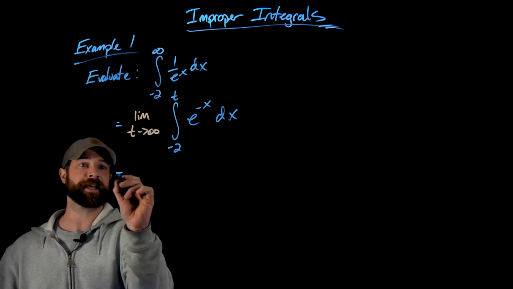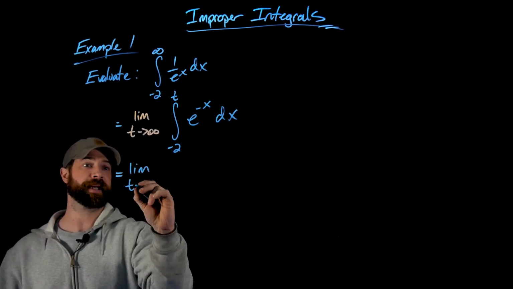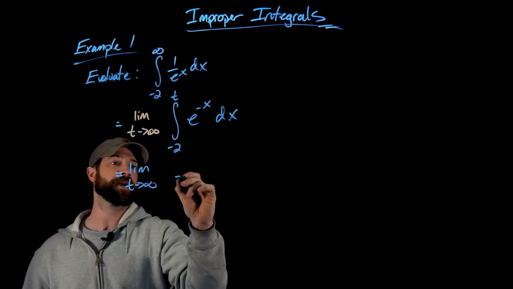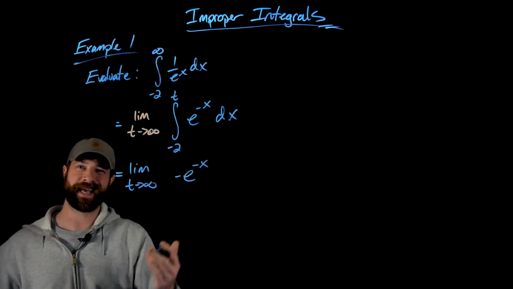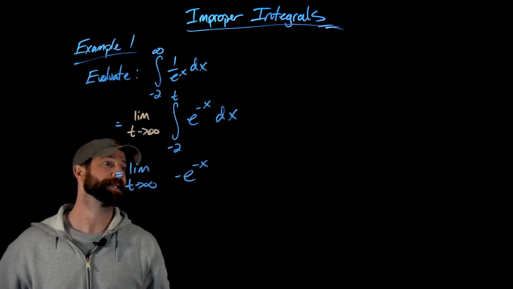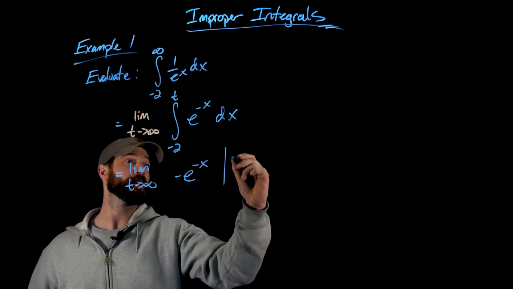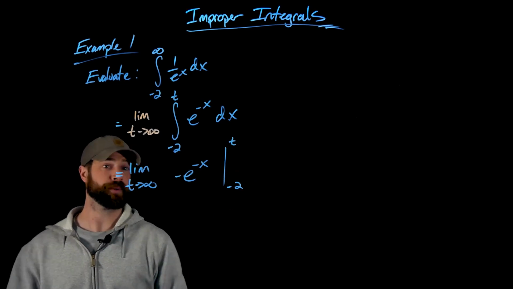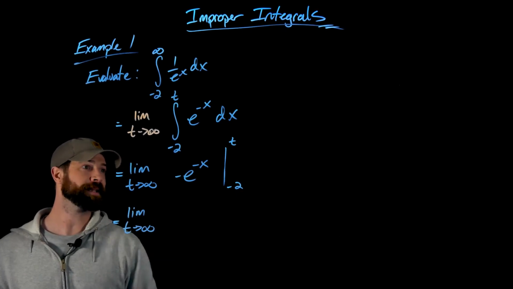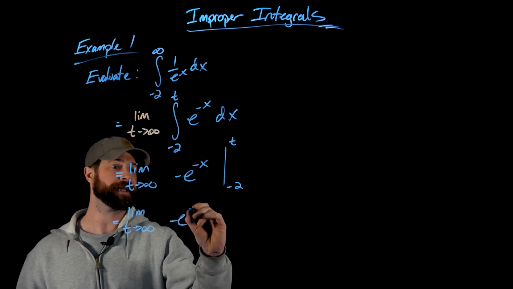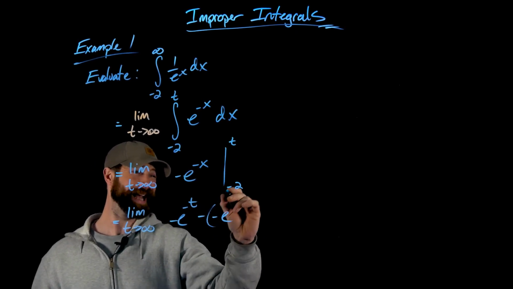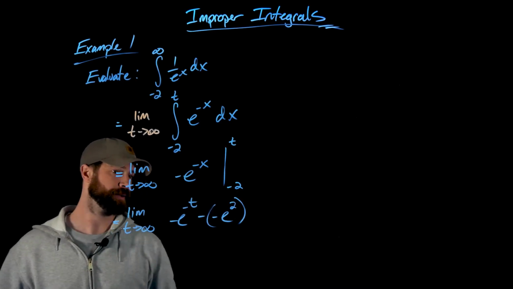So in this case, the limit here is just going to hang out. It's not doing anything exciting quite yet. The antiderivative of e to the -x would be negative e to the -x. I get that negative factor from anti-differentiating, just the way that e to the x generally works. And we're going to evaluate that from -2 to t. Then moving straight along, I'm going to plug in those bounds. So I have negative e to the -t minus negative e to the +2.